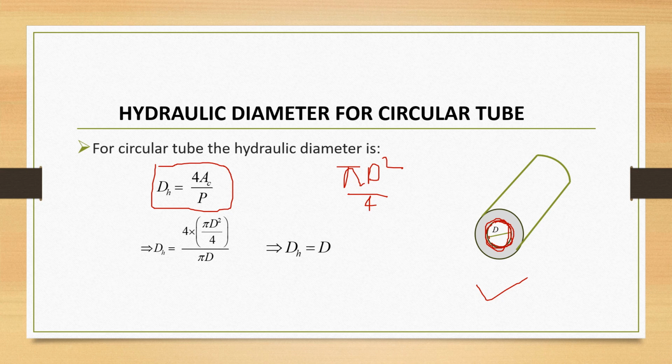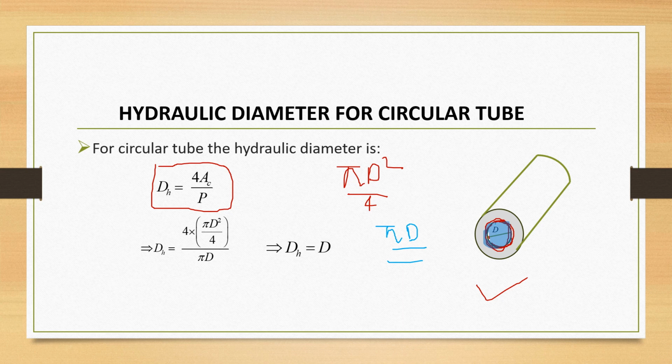assume that the fluid is flowing inside this tube, and this tube is fully filled, okay. This inner part is fully filled. So for this case the fluid is touching the entire circle, so the wetted perimeter will be pi d, because for a circle the perimeter is pi times d, okay. So for this case the wetted perimeter is pi d, okay.